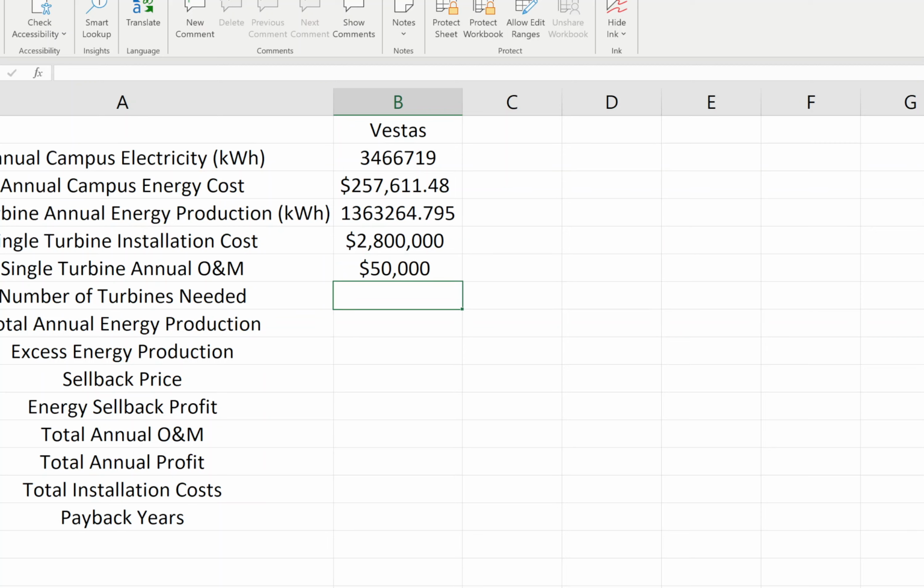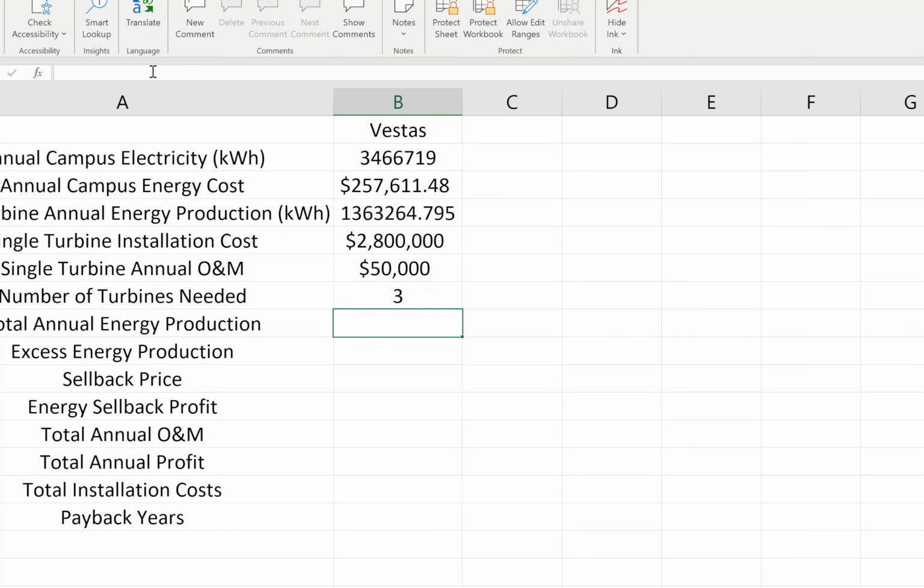Now, how many turbines do I need? So what I'm going to do here is take my total electricity and divide that by the number of turbines, or rather the amount of energy a single turbine can create. And you see I need about 2.5 turbines, but of course I don't want 2.5 turbines. I need a solid number. So I'm going to round this up to 3. I can actually use a function called round up, to the nearest whole number, which will force this to go up to 3.